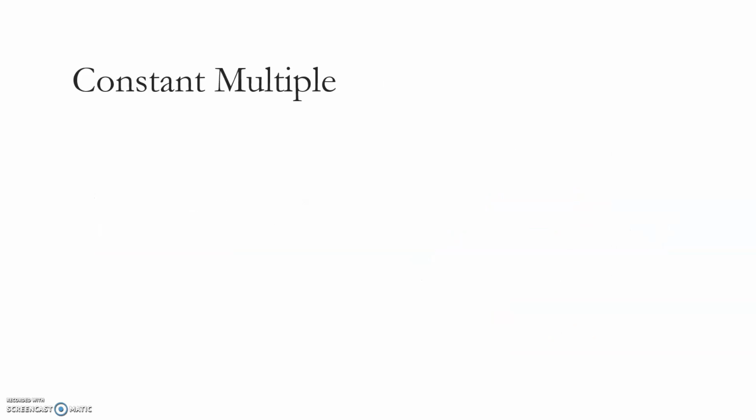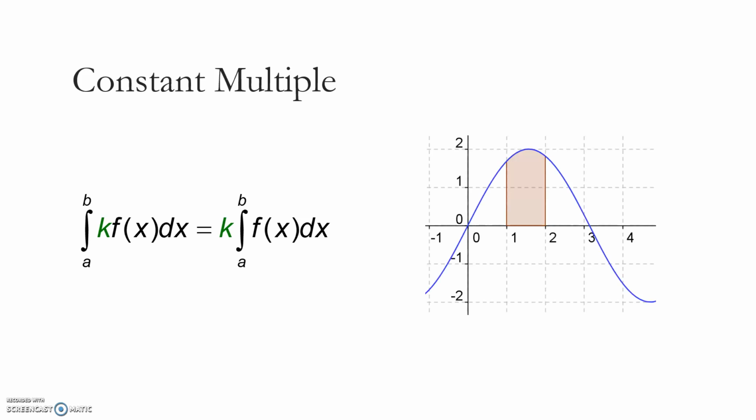The next rule is the constant multiple rule. That means that if I multiply my function by a constant, I can just multiply the whole integral by that constant. And the way I think of it is, when you multiply your function by a constant, that's a vertical stretch of your function. And if you multiply your height by a number, then that will multiply your area by the number, because you haven't changed your width at all, you just changed your height.